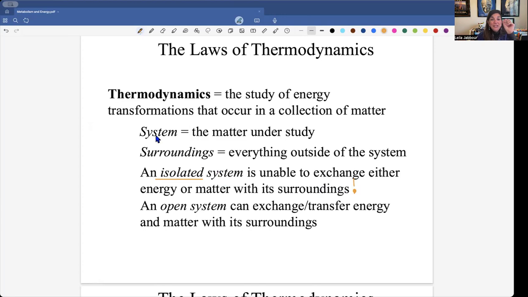An isolated system. So a human being that cannot interact with its surroundings will not be able to exchange energy or matter with its environment. It really has to be an open system to be able to see a change or transfer of energy and matter with the surroundings.